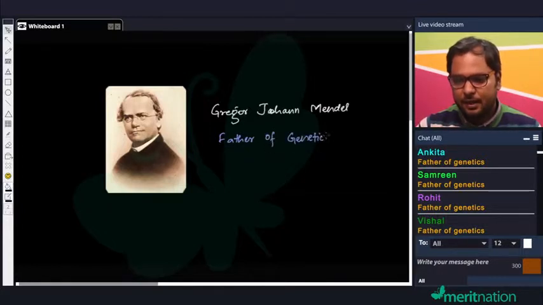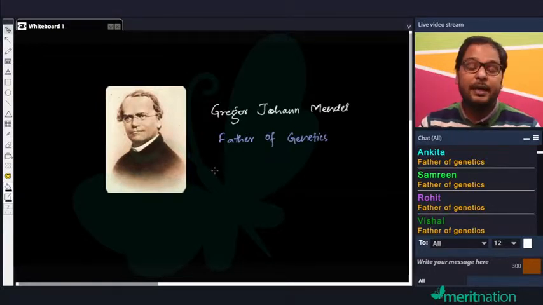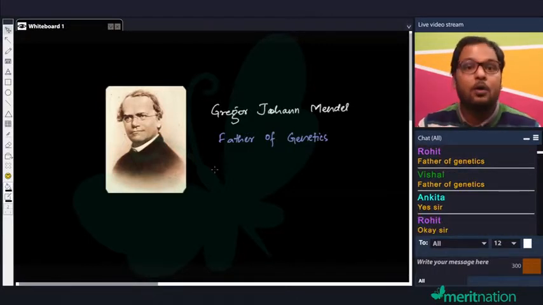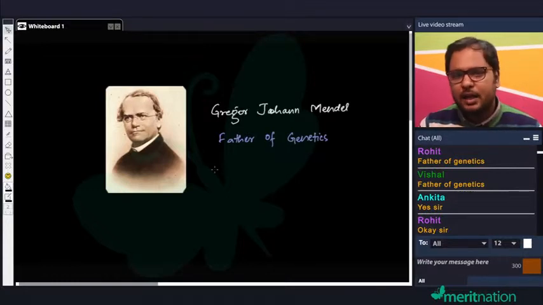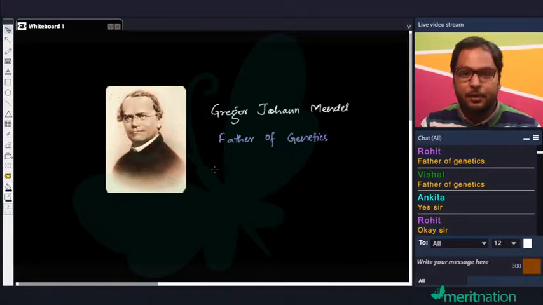As we have studied in our previous class, he is famous for giving all those three laws, which govern the whole of genetics: the law of dominance, the law of independent assortment, and the law of segregation. Today, in this class, we are going to talk about the different ratios in a dihybrid cross.